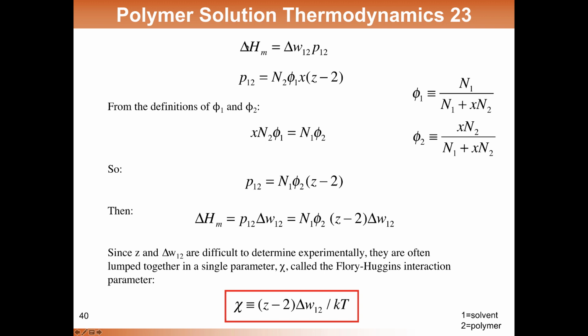And so with this expression for the delta H of mixing and the expression for the number of solvent segment contacts that come in, here are our definitions of the volume fractions of solvent and polymer. These definitions lead to the mathematical relationship shown here, and you should verify that. But in fact, that's the case. And so we can rewrite the number of polymer-solvent segment contacts as shown here, and the delta H of mixing then takes on the final form that's shown here.